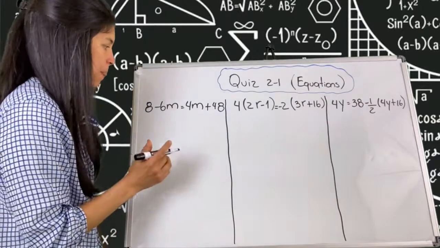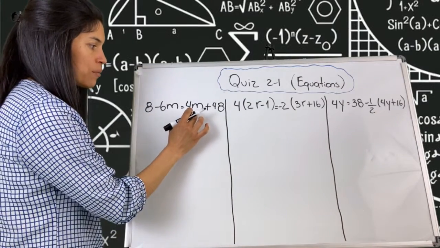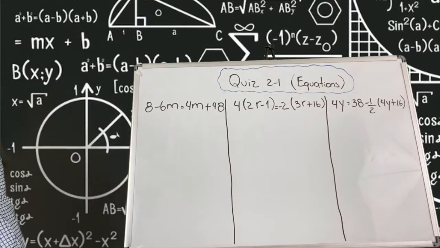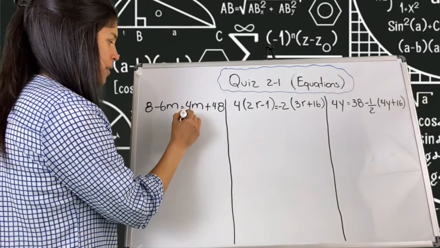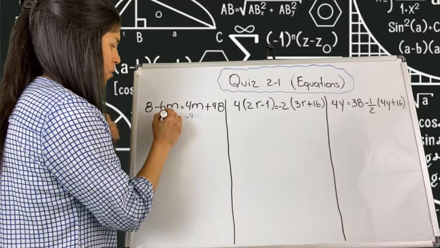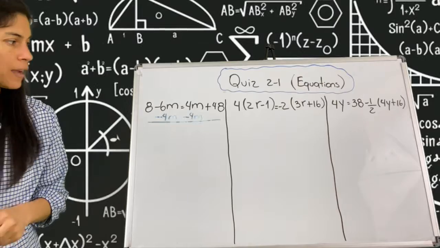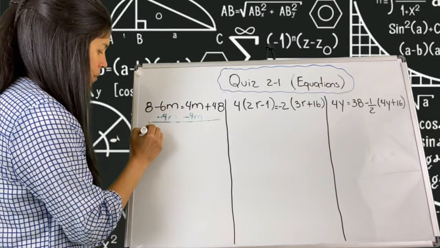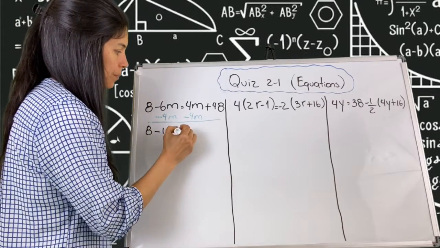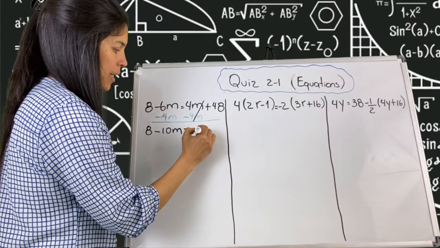The first example, the most simple one, we're going to move variables. So let's move this 4m. Let's move this to the other side, and for that, let's undo the 4 by putting a -4 on both sides. If I do that, I'm going to copy the 8 over here. -6 minus 4 is -10m. And these two get cancelled, and I am left with the 48 here.